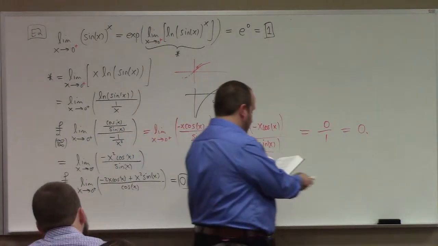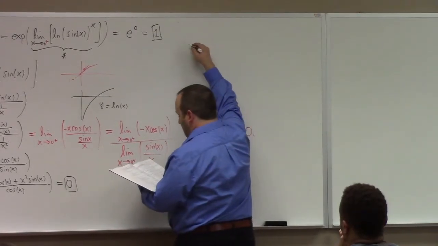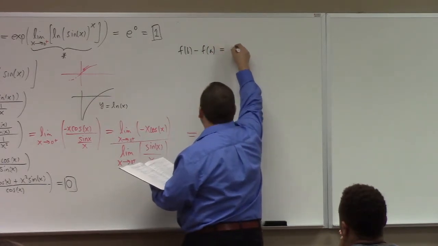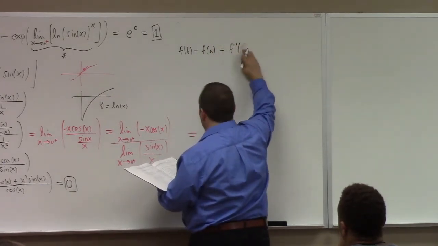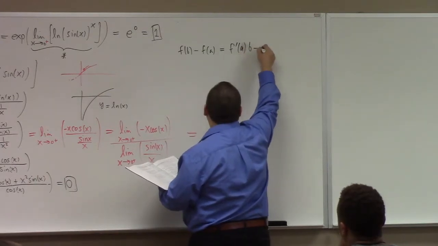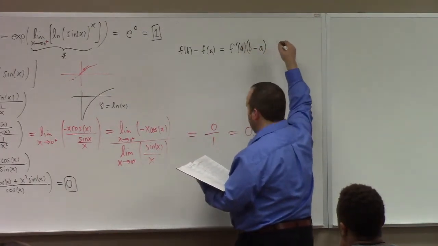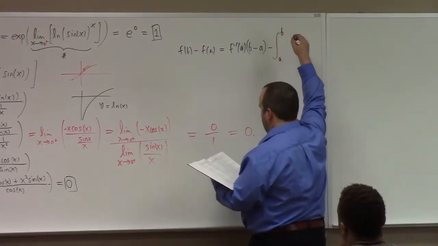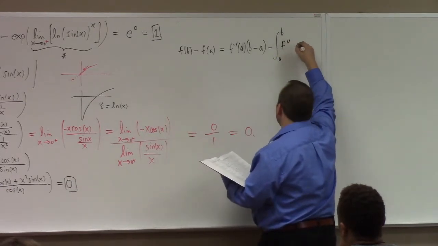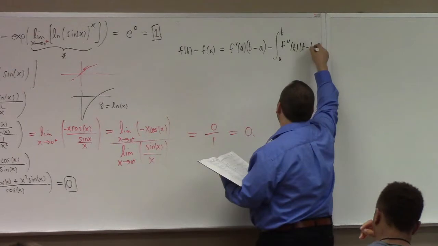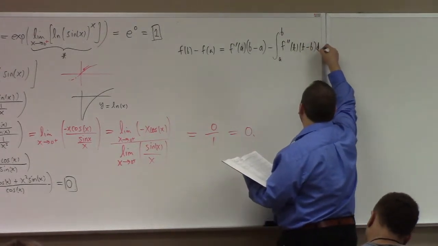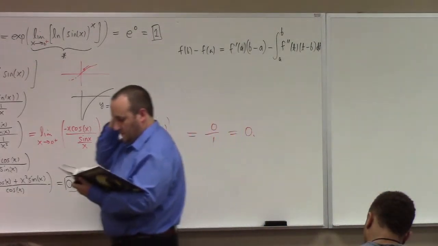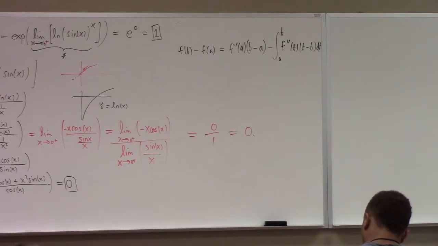So the question is, he's got this identity: f of b minus f of a is equal to f prime of a times b minus a, minus the integral from a to b of f double prime of t times t minus b dt. And that's what we're supposed to prove. And what do we get? We get that f is twice differentiable on the closed interval a to b.